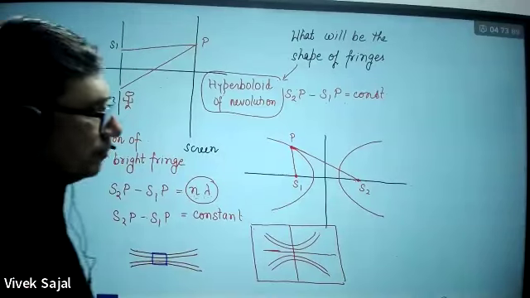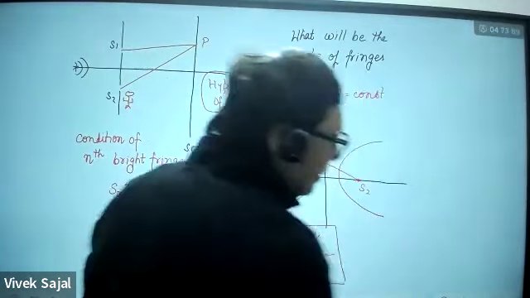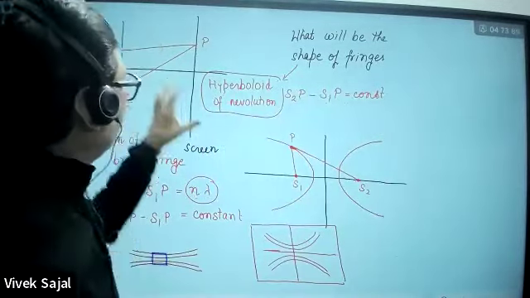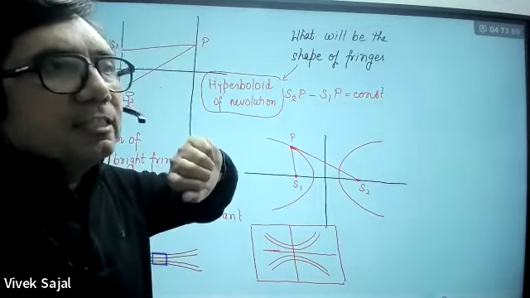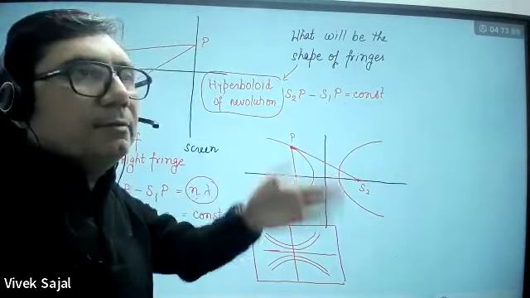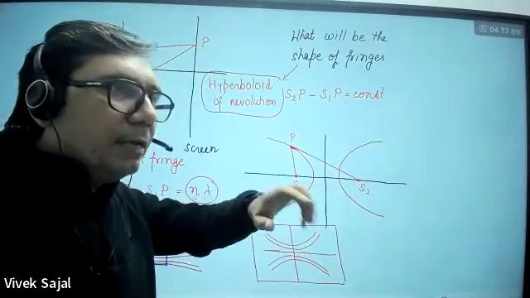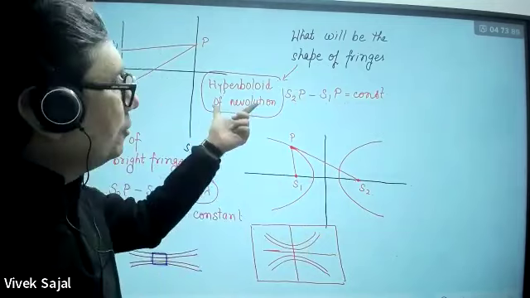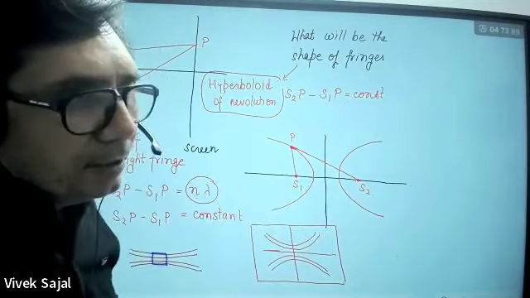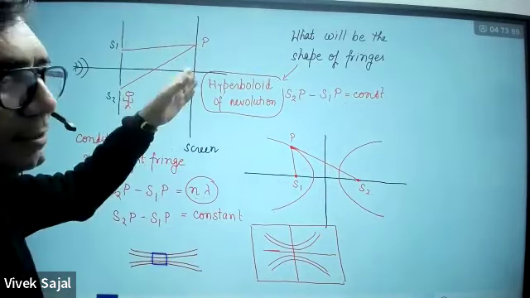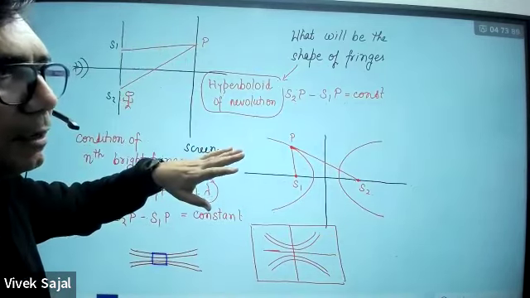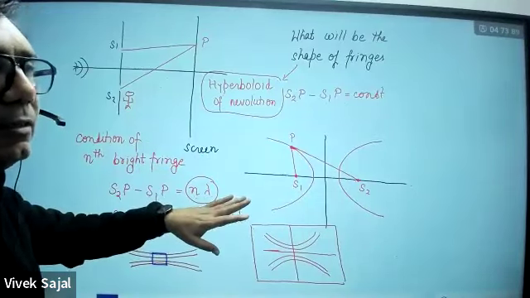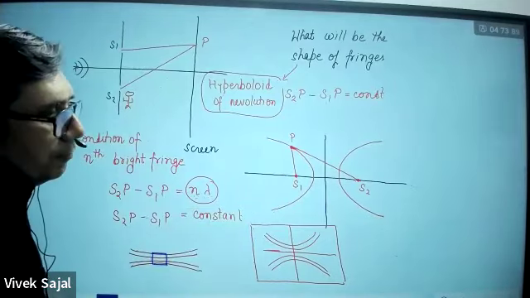Yes, sir. Next, beta. Actually, these fringes are distributed in 3D. In all this space, these fringes are spread. They are not localized to any particular plane. So the shape of these fringes will be a 3D structure. The 2D structure will be a hyperbola, if you are looking just at this screen. And for the 3D shape of these fringes, they will be hyperboloids of revolution.